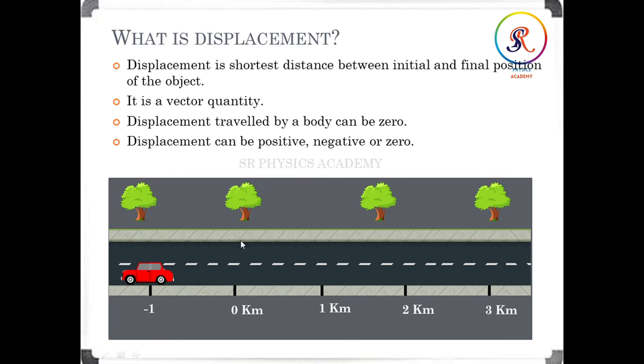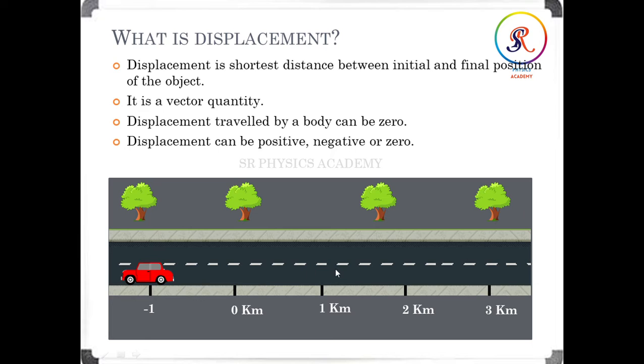So here when it comes back, the displacement will be 0. That means final minus initial. Here I started at 0 kilometer, or we can start from 1 kilometer. Suppose it is starting at 1 kilometer. How can we say this is the initial point? Then again the car will go back to the same position. Then how can we conclude that the displacement is final position minus initial position? So in this case the displacement is 0. Wherever it starts, wherever it comes back to the same position, that is the displacement.